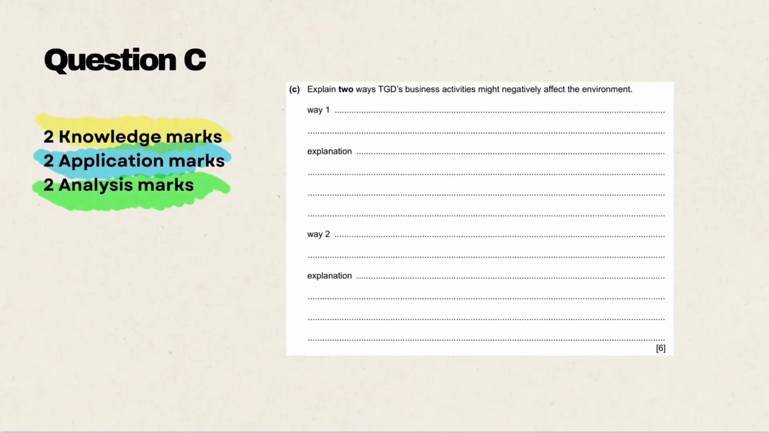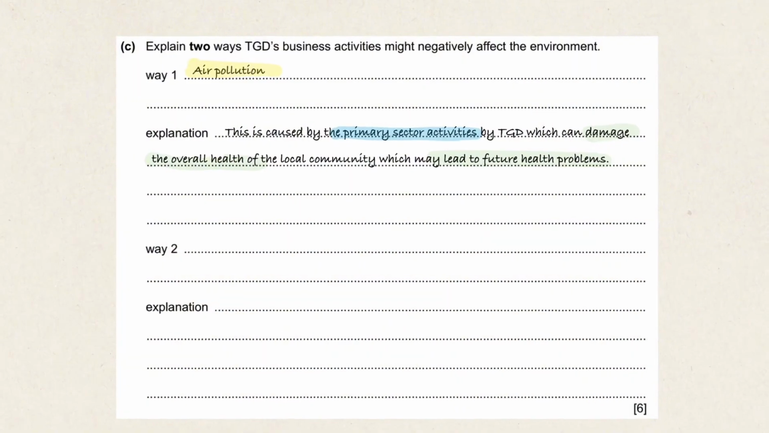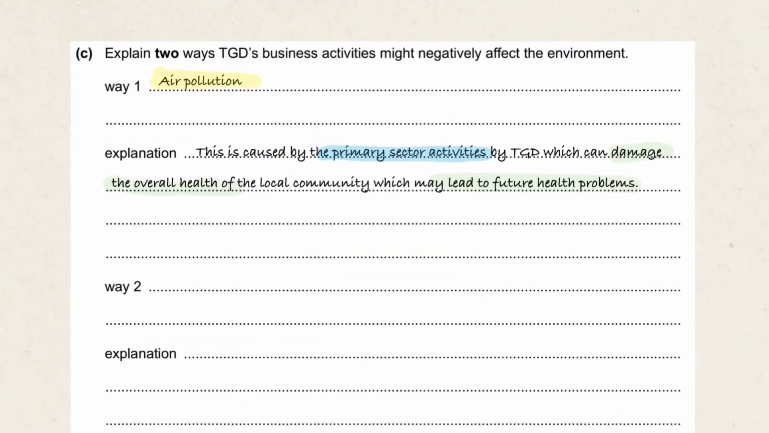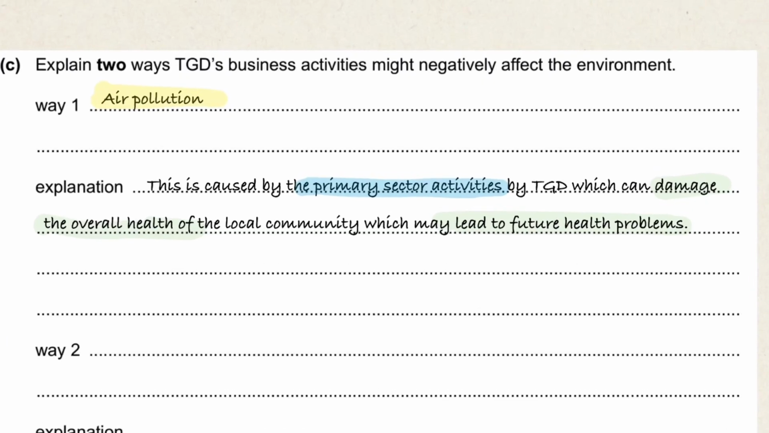For question C, there are 2 knowledge, 2 application, and 2 analysis marks allocated. And these will be split between way 1 and way 2. This question says, explain 2 ways TGD's business activities might negatively affect the environment. And for way 1, the knowledge point is air pollution. This is caused by the primary sector activities by TGD, which can damage the overall health of the local community, which may lead to future health problems.